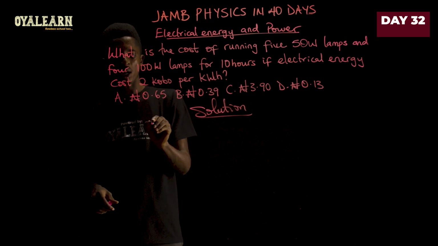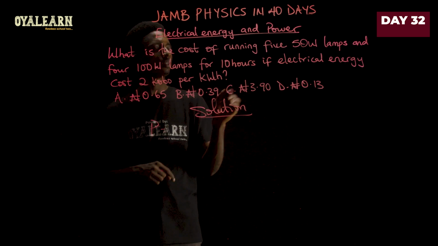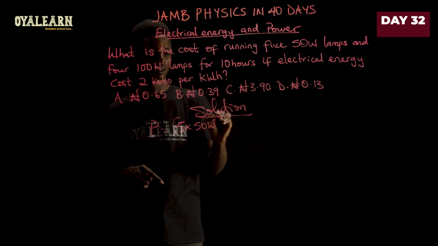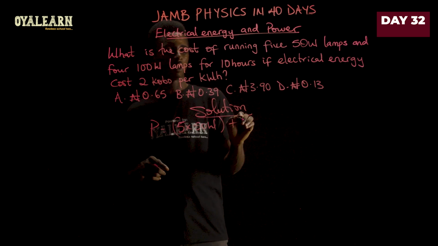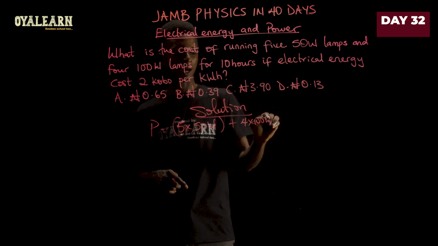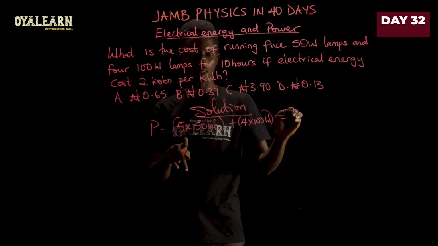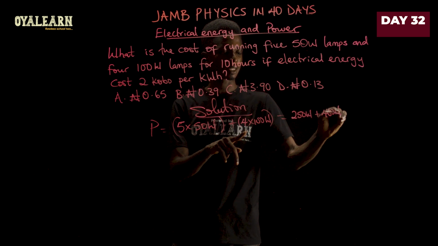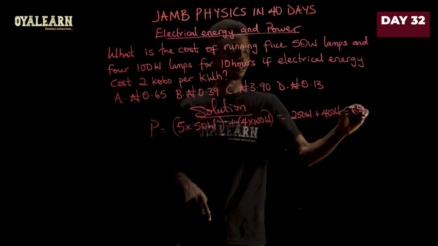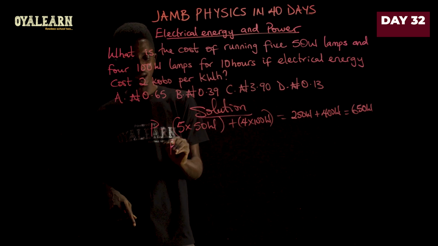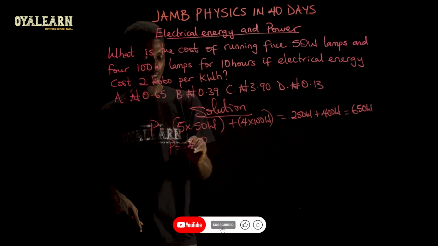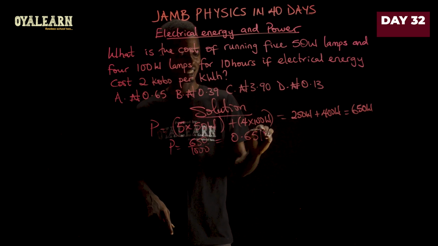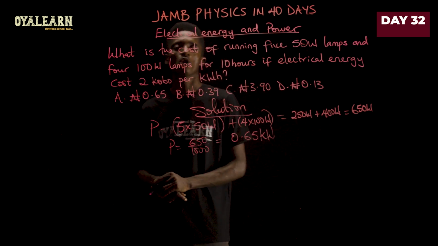We first start by getting power. The power is therefore 5 multiplied by 50 watts plus 4 multiplied by 100 watts. And this would give us 250 watts plus 400 watts, and that is 650 watts. Now the power can then be written as 650 divided by 1000, and that will give us 0.65 kilowatts. That's the total power consumed.